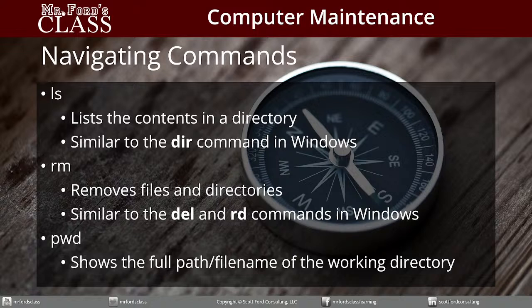LS lists the contents in a directory. This is what the dir command is in Windows. RM removes files and directories. It's similar to the del and rd commands in Windows. And again, these are all commands that are listed specifically on the 1102 exam. So these are commands you need to know what they do. We have pwd. This shows the full path file name of the working directory.